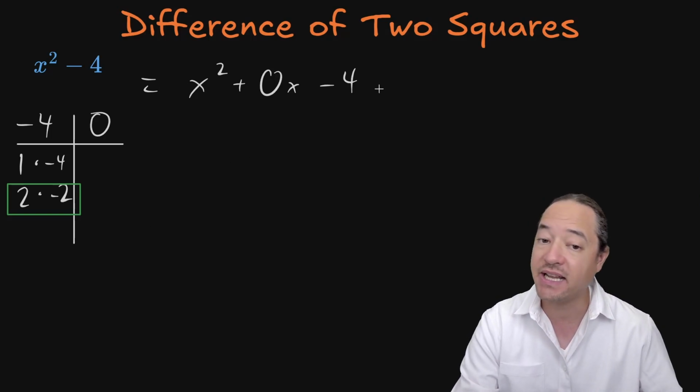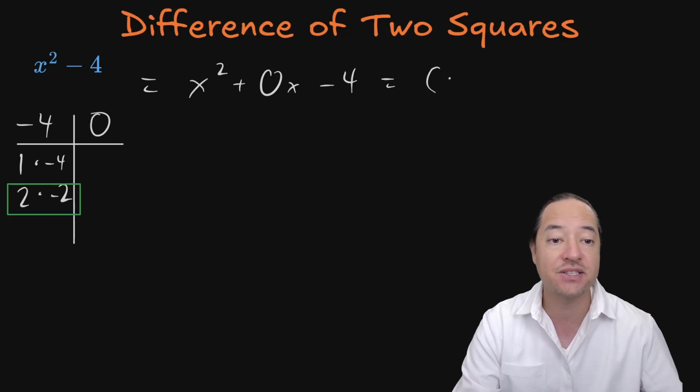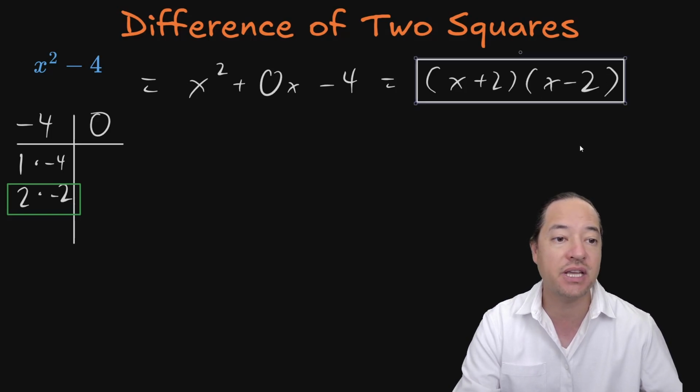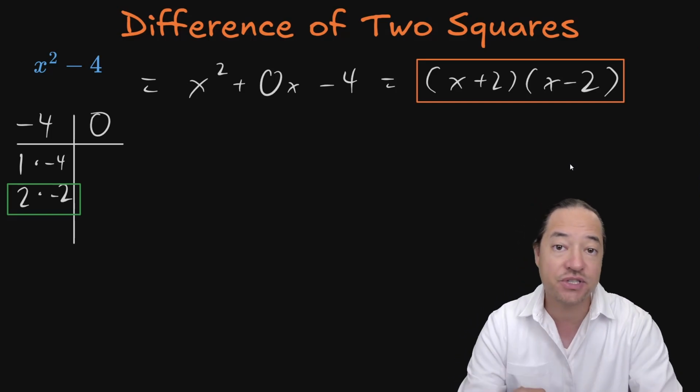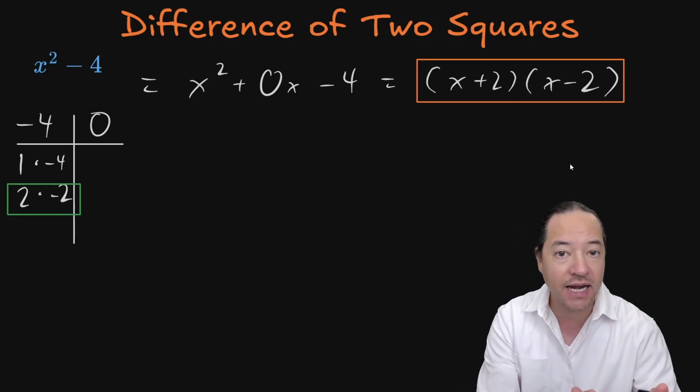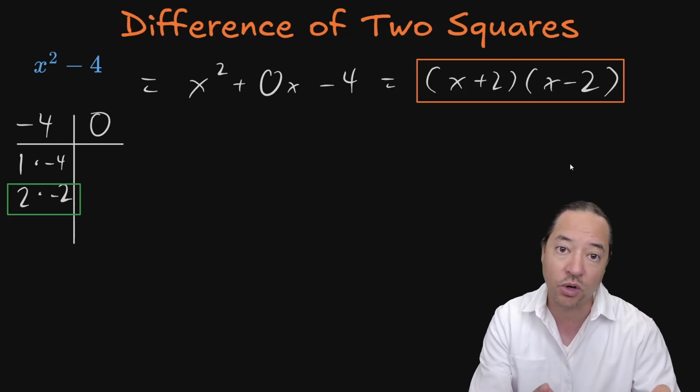What that means is we can express this factorization as x plus 2 times x minus 2, okay? And this should then give us the factorization for our original expression. That's good, right? This does work. You can FOIL it out. You're going to discover that it works.